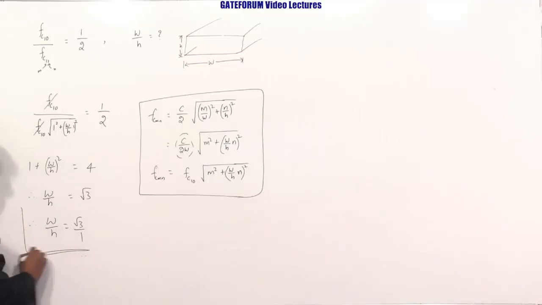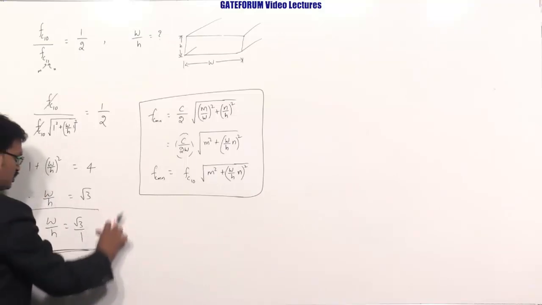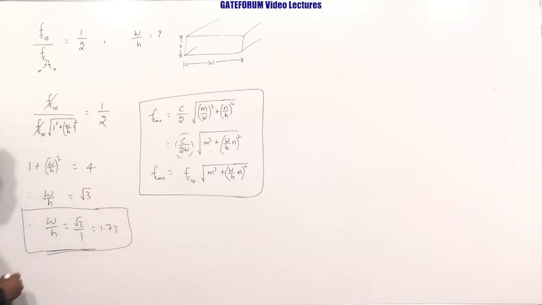So this is the answer. W by H ratio is equal to root 3 by 1. You know the root 3 value, that is 1.73. Understood? So this is equal to 1.73 something. Okay, so this is the end of this question.